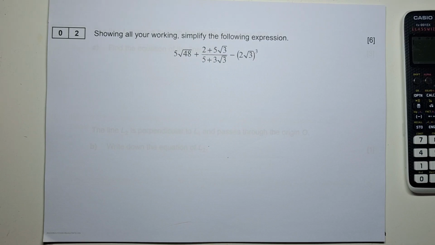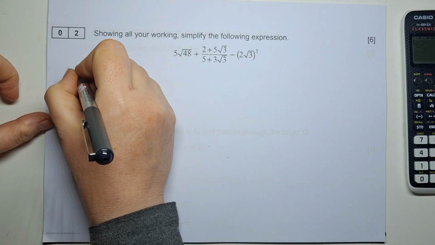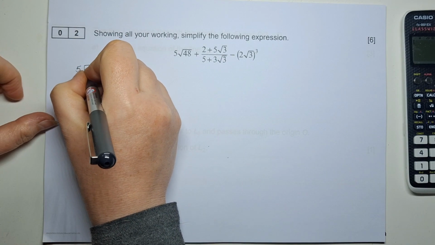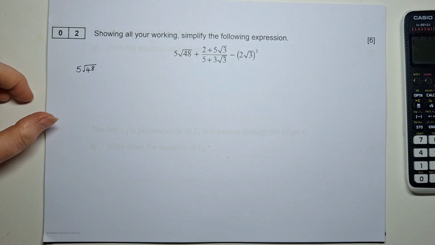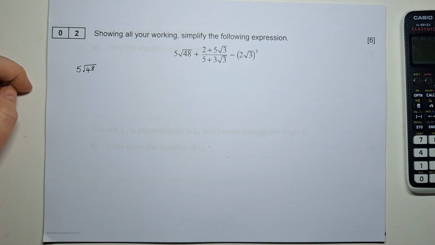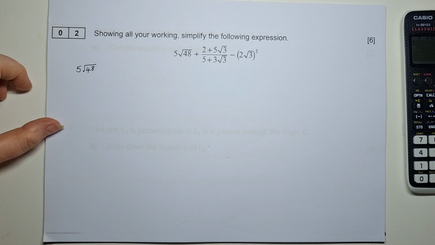Question 2. Showing all your working, simplify the following expression. Okay, let's take it term by term. So 5 root 48. I know we can just do this on the calculator, but let's think through it. A square number that's a factor of 48, we could use 4. An even better choice would be 16.